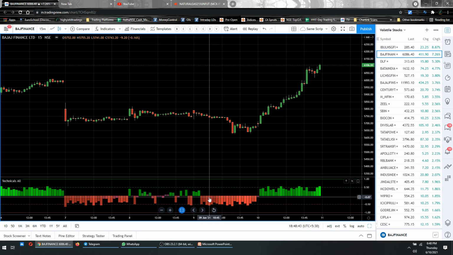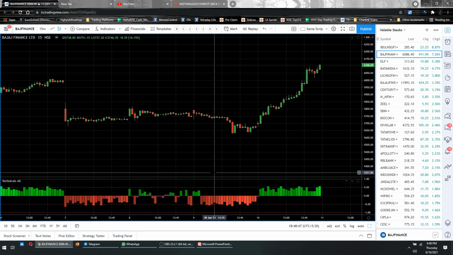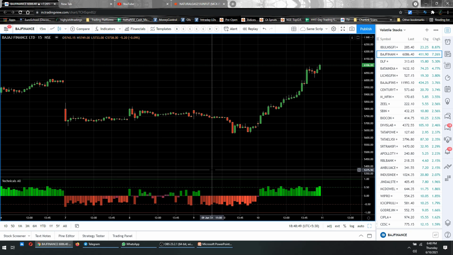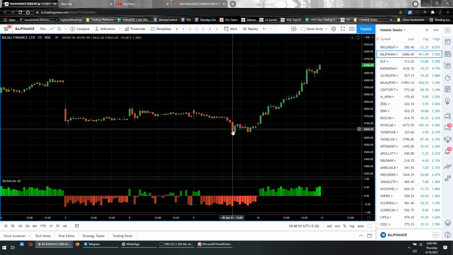Of course, not in the 10:45 candle, but once the 10:45 candle closes. So the next candle, the 11 o'clock candle, at any price you can initiate a short position. And as you can see, it fell further.